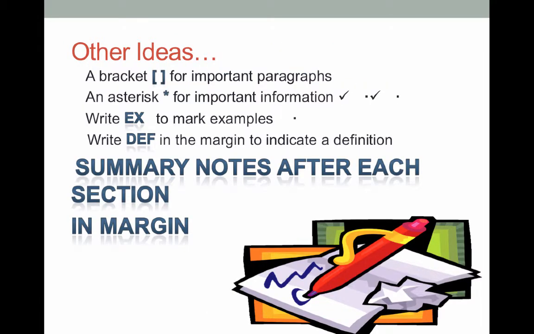Some other ideas for annotation include bracketing important paragraphs. Sometimes a writer will have a conclusion of everything they have said. An asterisk for important information, or maybe a possible test question. You might put an asterisk next to that. Always mark examples. They help us to remember things. Definitions, you can pull those out in the margin. But key to every system of annotation is stopping and summarizing in your own words in the margin.